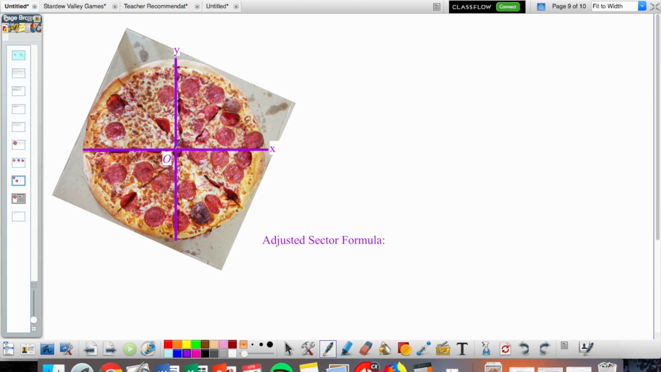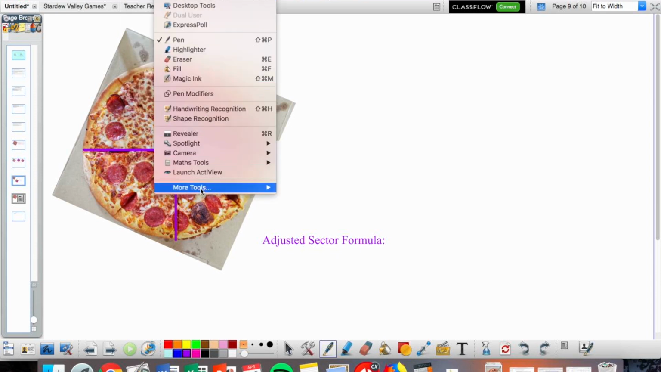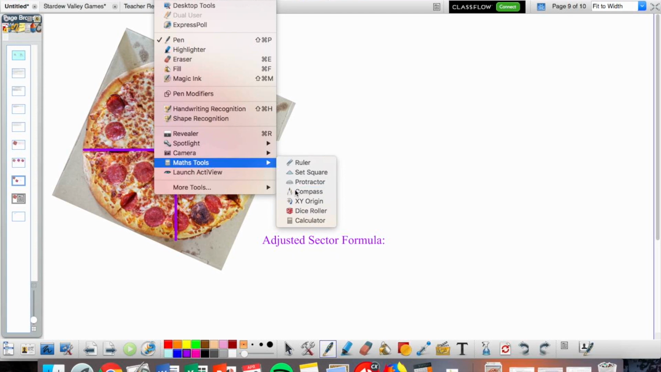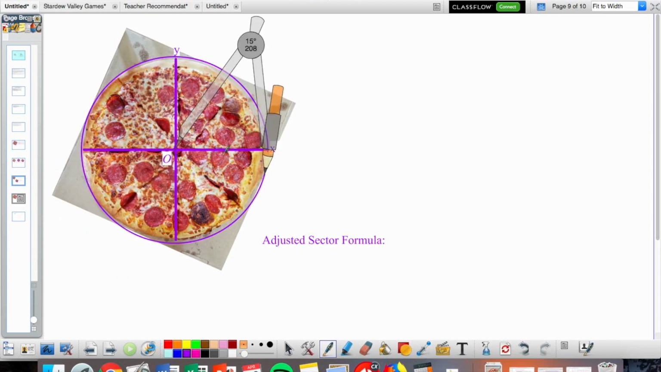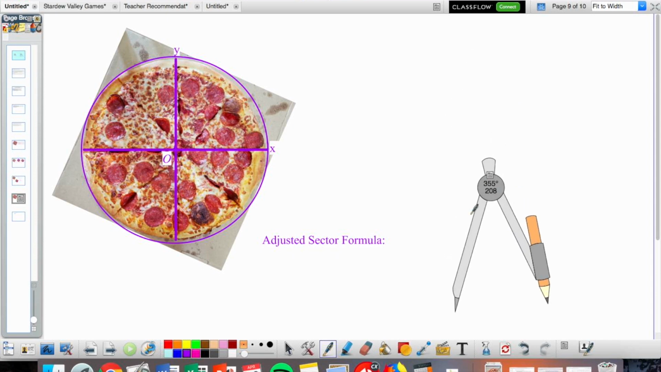So if this is my center and I know that I ate a fourth of the pizza, that's 1 quadrant. 1 quadrant is 90 degrees. And we know that all 4 quadrants, an entire rotation, in fact, I can show you that. Math tools, compass. If I were to put this on the center, yeah, pretty decent. A full circle is 360 degrees.